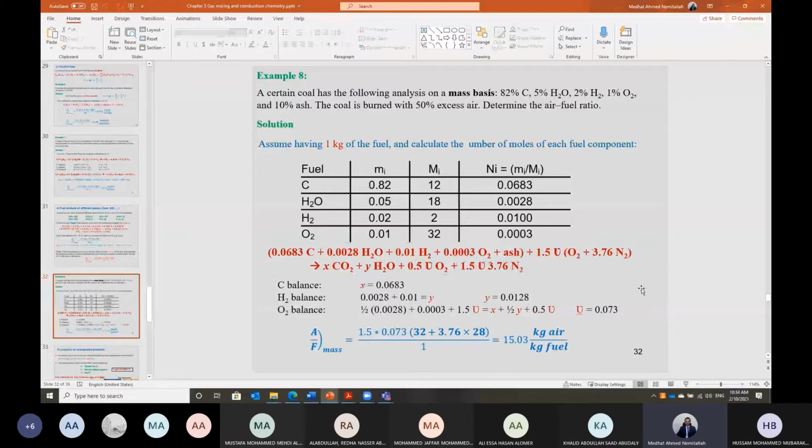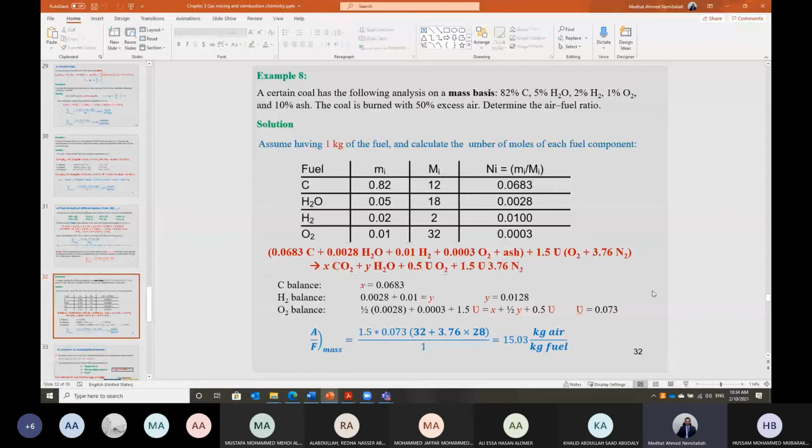So you can just make this double check in order to make sure that your solution is correct. Then we can calculate the air to fuel ratio. We assumed 1 kilogram of the fuel, and based on which we have calculated the number of moles of each component. So the mass of fuel is equal to 1. Mass of air should equal lambda multiplied by gamma multiplied by 32 plus 3.76 multiplied by 28. And based on that, we can calculate the air to fuel ratio by mass.